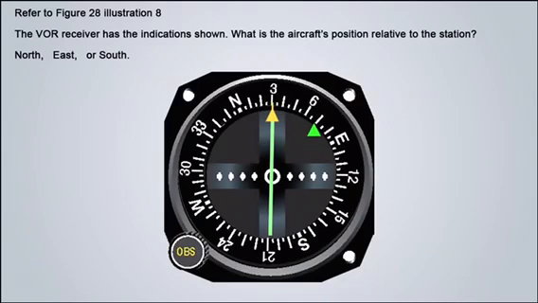Well, it's centered. This means that our heading to the station is exactly 030, north-northeast. If we need to fly north-northeast 030 to reach the station, our position from the station is obviously the reciprocal, south-southwest, or 210. If we now look at the answers, we can see there is no south-southwest. But we're surely not east and definitely not north. The only answer left is south.